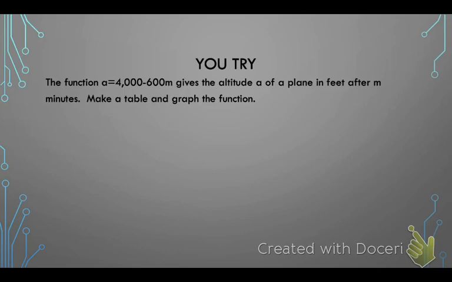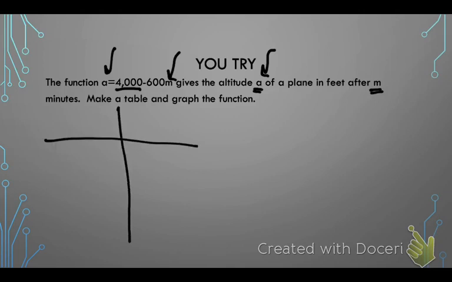Okay, the last you try. We know this is continuous data, so you're going to make a table. So you're going to make your input-output table for the function A equals 4,000 minus 600m, which gives the altitude. How high up in the air is my airplane? after M minutes, okay? So, looking at this, is my plane landing or taking off? Well, if minutes are 0, you know you're at 4,000 feet, so my plane must be landing. So you're going to make your input-output table. So remember, your input's your minutes, your output's your altitude.